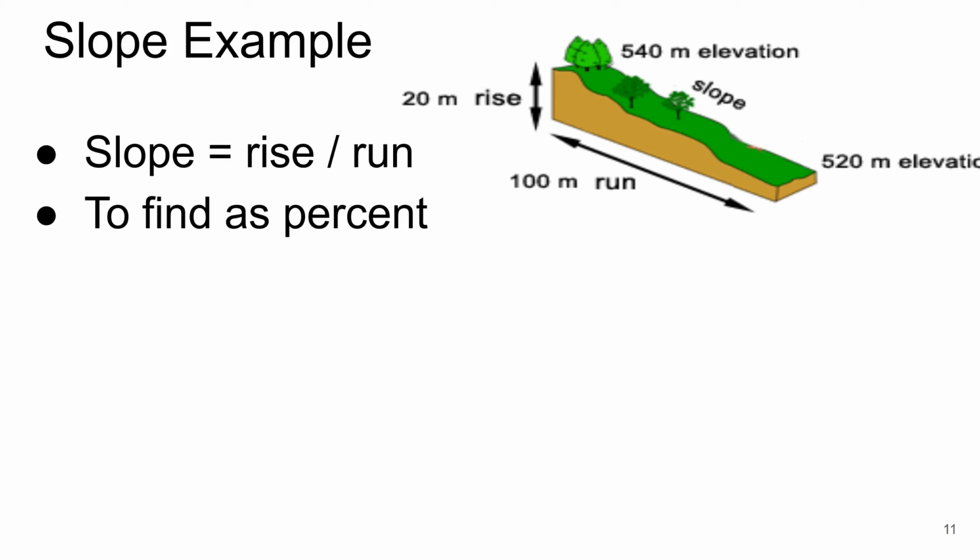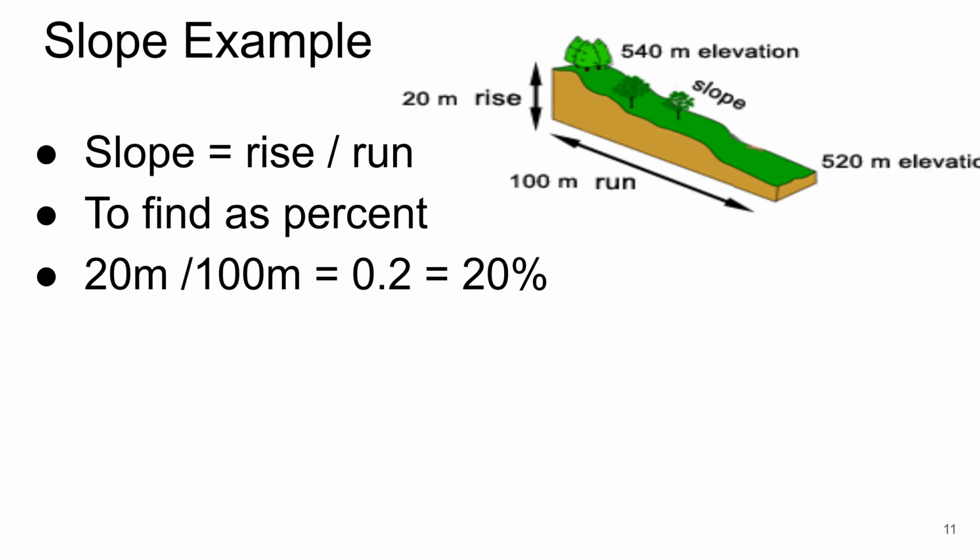Slope equals rise over run, defined as a percent. You divide the relief, in this case 20 meters, by the horizontal distance, 100 meters. The answer in your calculator would be 0.2, multiplied by 100 is 20%.